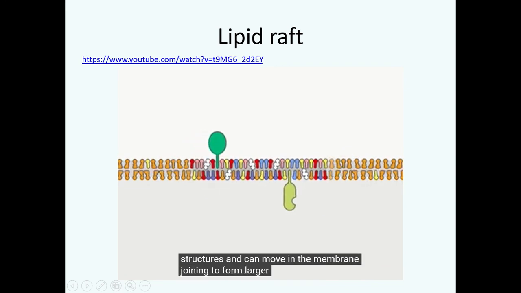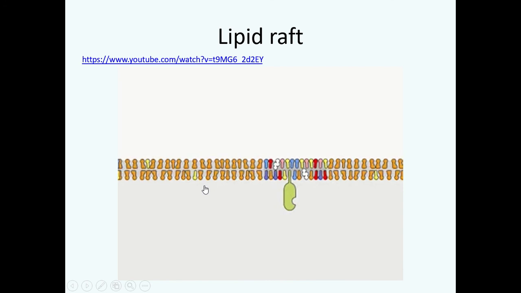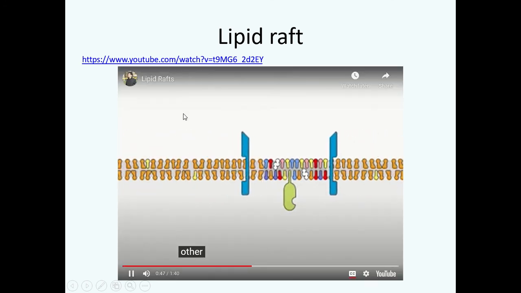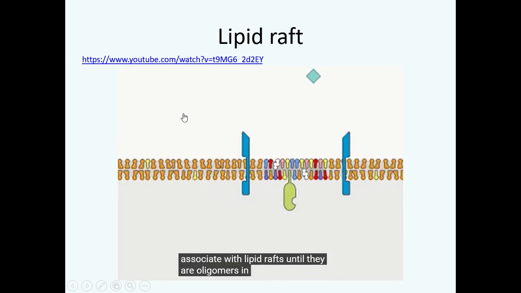So these structures are dynamic and the rafts can move within the membrane. They may fuse with each other or they may be segregated as well. Many a times, several proteins like receptors may join a lipid raft.